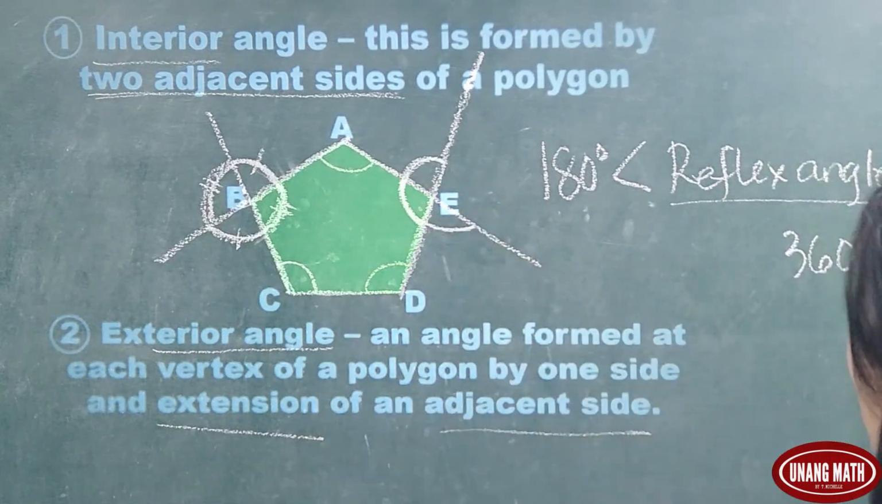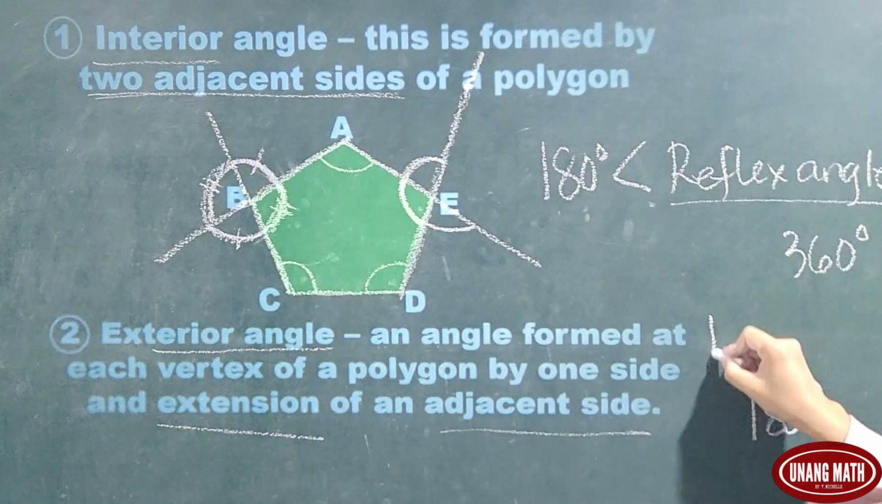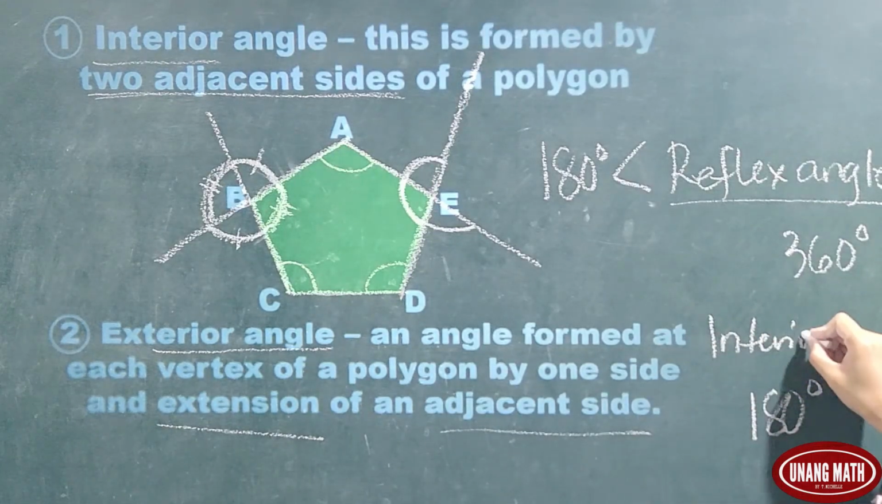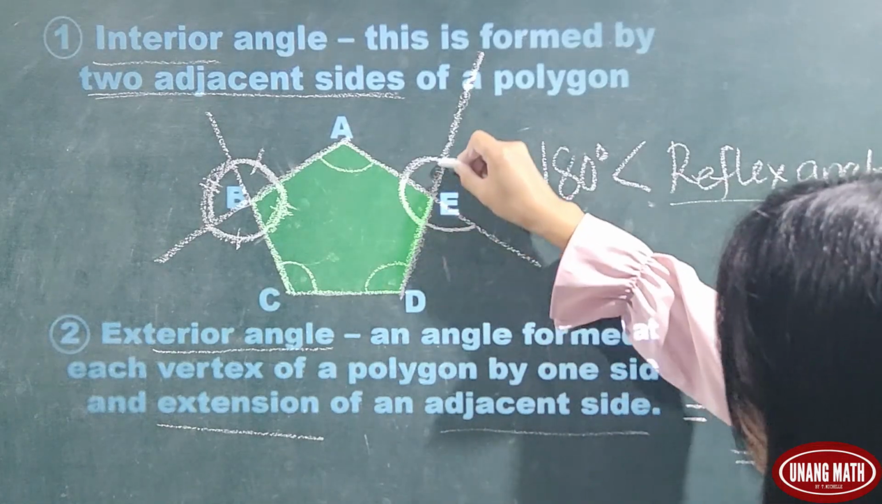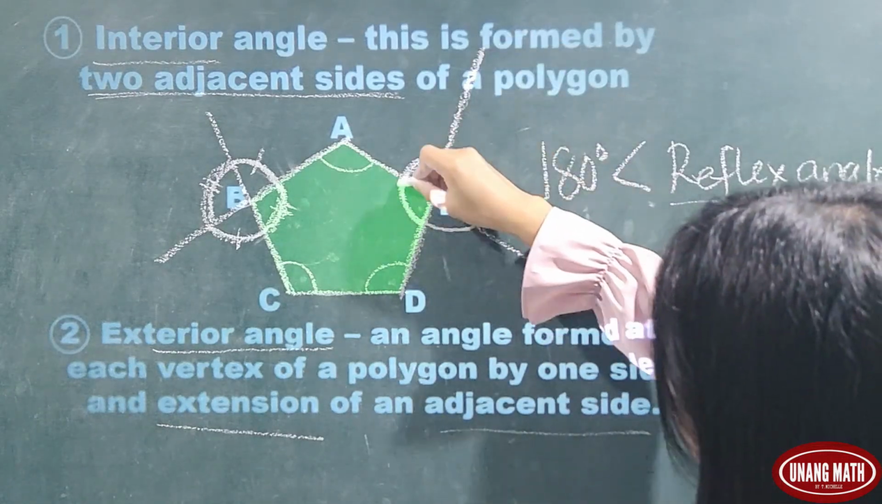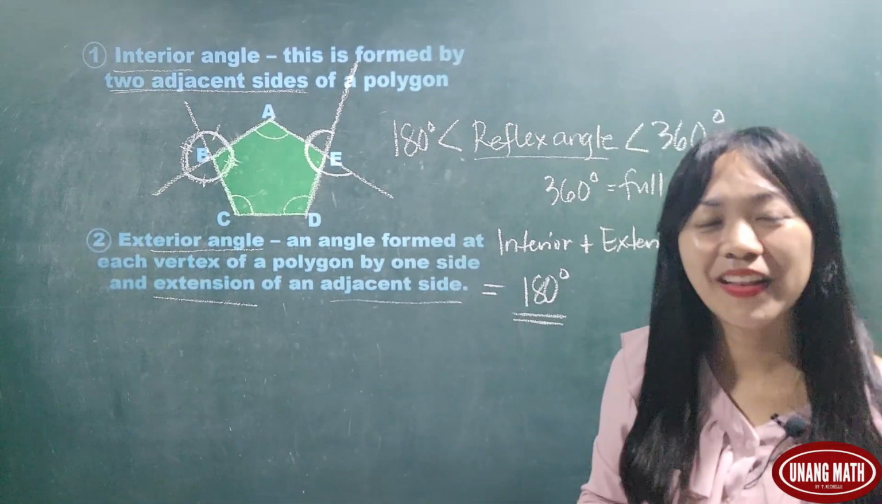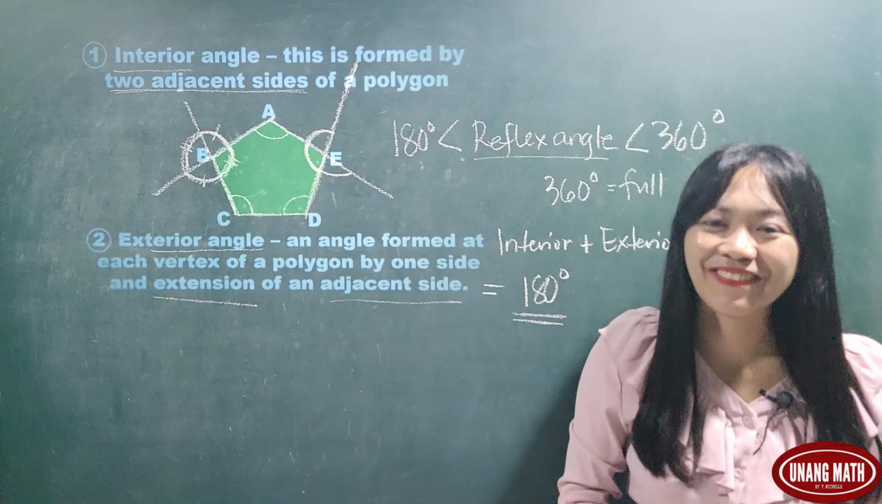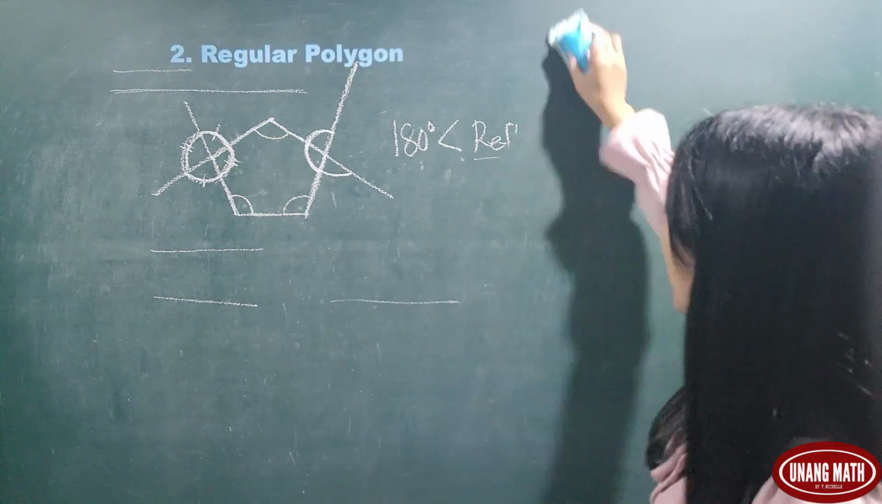And a straight angle measures 180 degrees. So that means interior angle plus exterior angle is equal to 180 degrees, because this is a straight line, this is a straight angle that measures 180 degrees. Okay, now let's move on to regular polygon.